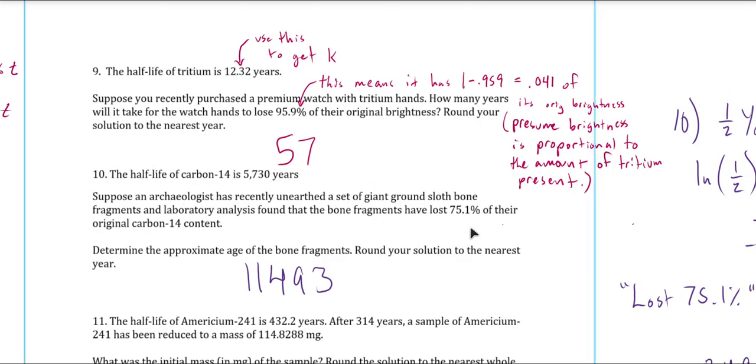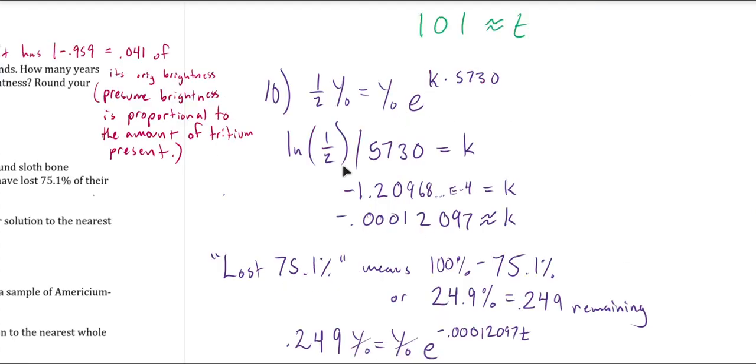Carbon dating works by a similar process. They tell us the half-life of carbon is 5,730 years. And so they want to know how old some bones are that have lost a certain amount of carbon-14. First, let's solve for the rate constant given the half-life to find negative 0.001297 for k. And if we've lost 75.1%, it means that there is 24.9% remaining, or 0.249 as a decimal.